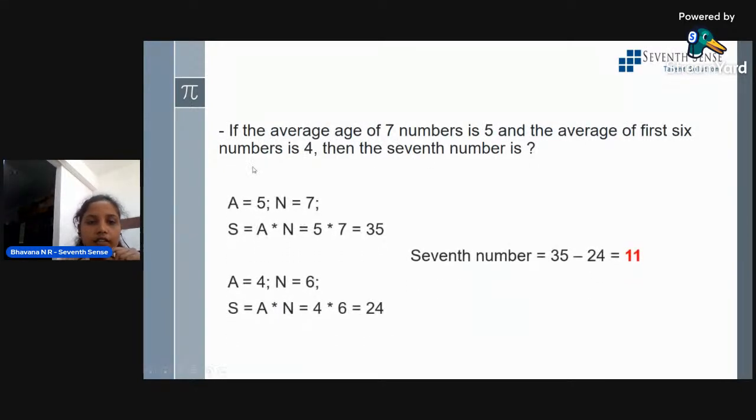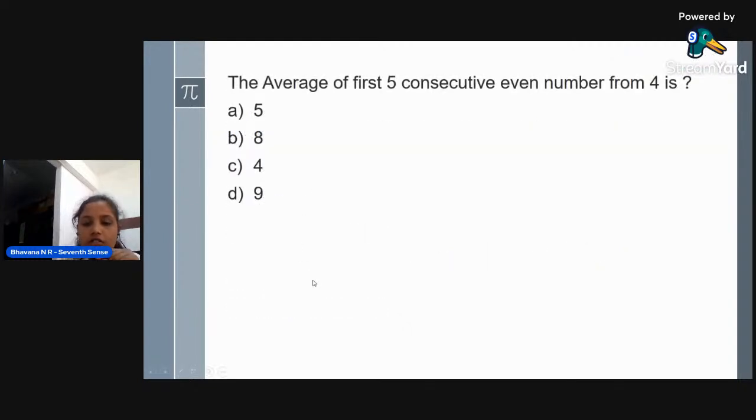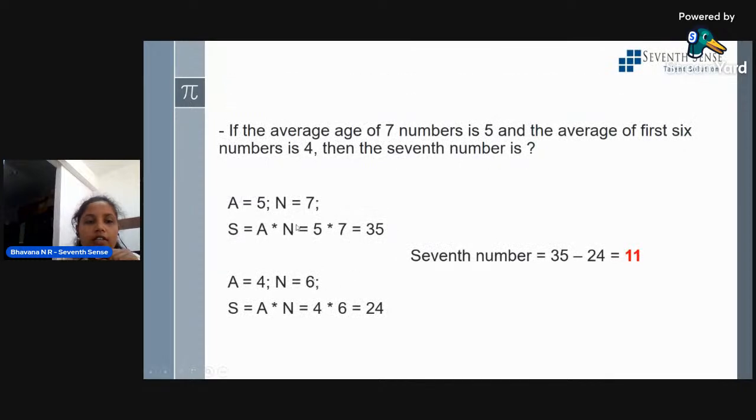So what have they given? Numbers. If the average age of 7 numbers, so that n is equal to 7, then that is equal to a, so a is equal to 5. Here the first 6 numbers is 4. Then we will go to the next step.